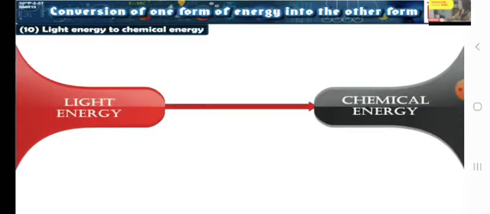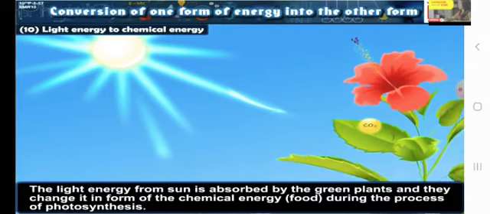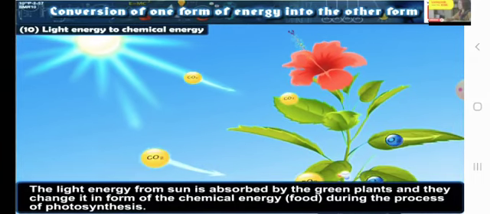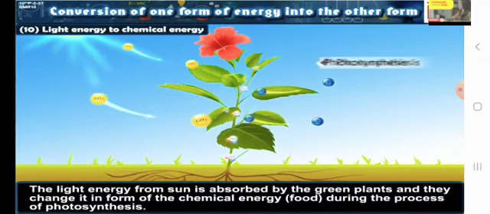10. Light energy to chemical energy. The light energy from sun is absorbed by the green plants and they change it in form of the chemical energy, food, during the process of photosynthesis.